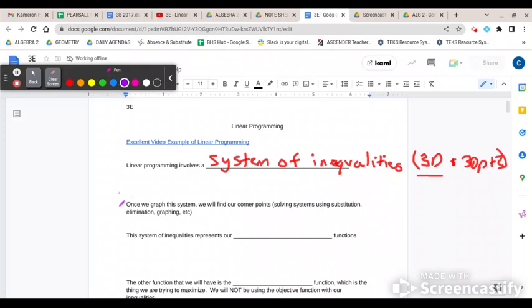Next thing, once we graph the system, we're going to find our corner points, and we can do that directly on Desmos. And so even though it says using substitution, elimination, or graphing, really graphing is easy because we can just click on the corner points and we have them.